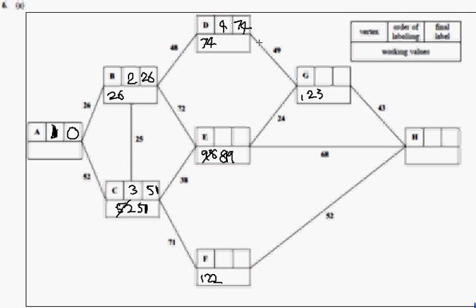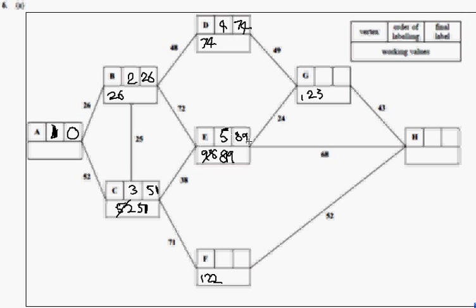So we go over to phase 2, which is to scan the whole network and look for the smallest working value that hasn't yet been finalized. So we've got 89, 123 and 122 down here, so let's go with 89. Put that in there and label it number 5. Very important to get all these workings right. And then we just repeat.